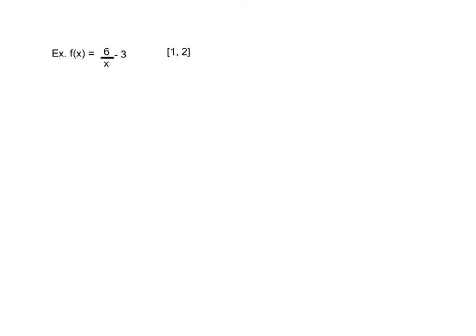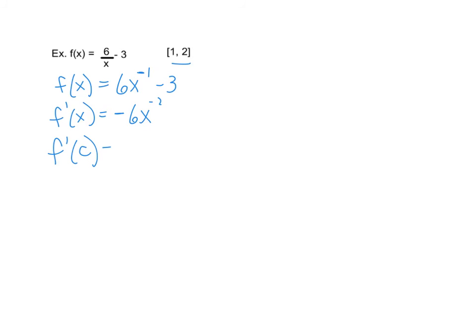Okay, so now I have one that is 6 over x minus 3. This is not a polynomial. This is a rational function. It does have a closed interval. So I'm going to take the derivative, but first I'm going to rewrite it. So this is 6x to the negative 1 minus 3. I'm going to take the derivative, and that's going to be negative 6x to the negative 2. And then f prime of c would be negative 6c to the negative 2. I'm going to find f of 2 minus f of 1 over 2 minus 1.